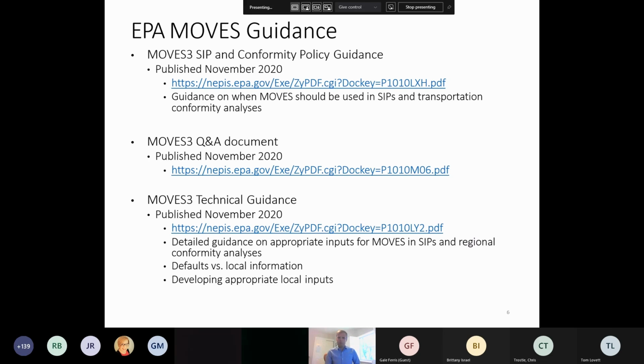It goes input by input, when we're talking about things like vehicle miles traveled or the age of the fleets or the fuels, and sort of tells people how they should develop that particular input for use in MOVES to develop a very localized inventory that's going to reflect emissions from mobile sources in your area.